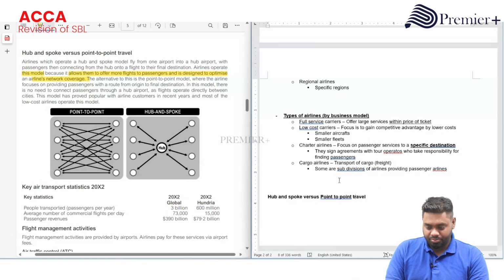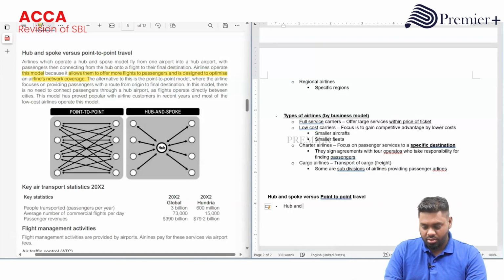Hub and spoke benefits: it allows more flights to passengers and especially optimizes the airline's network coverage.